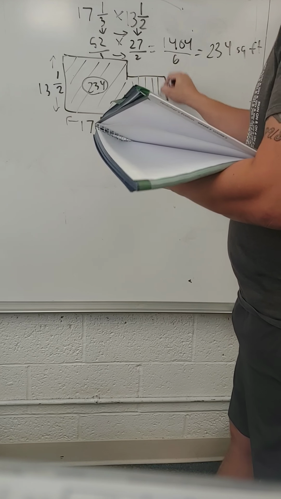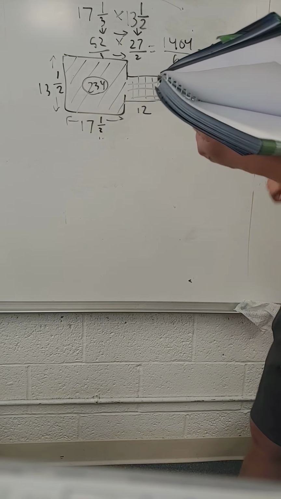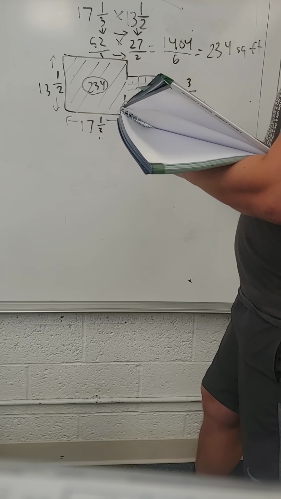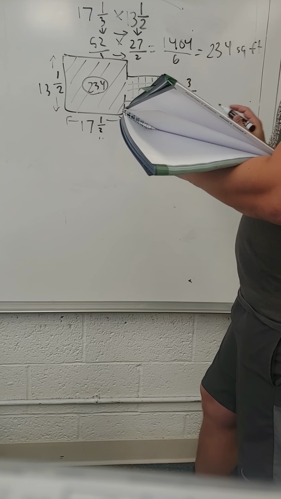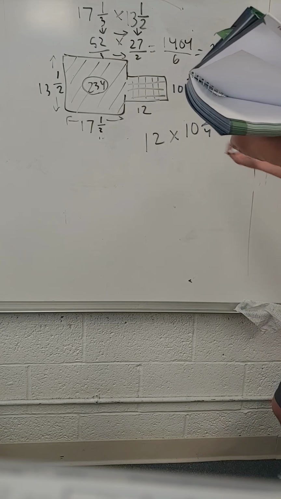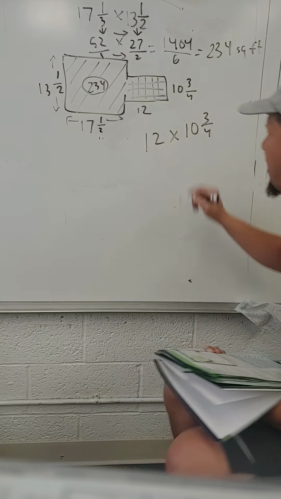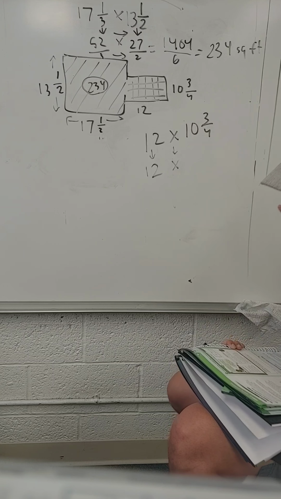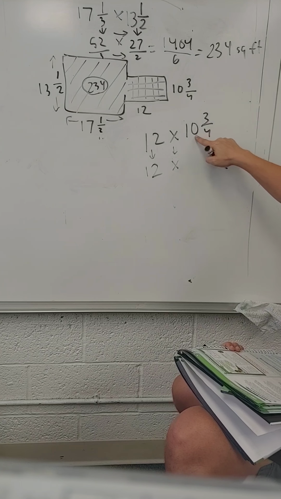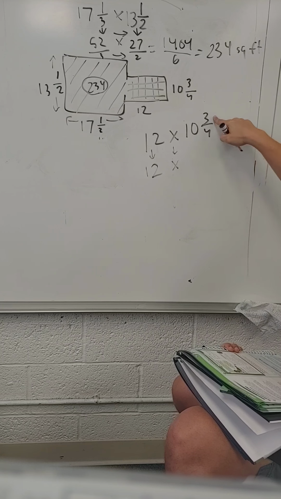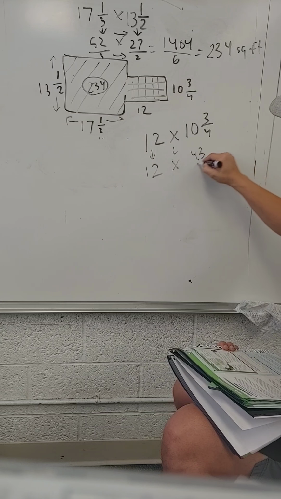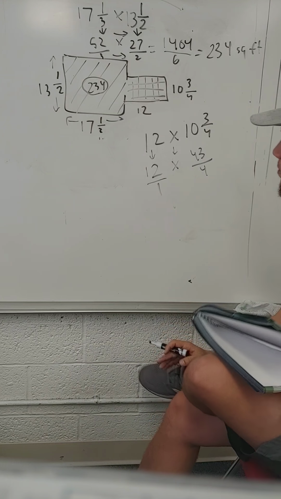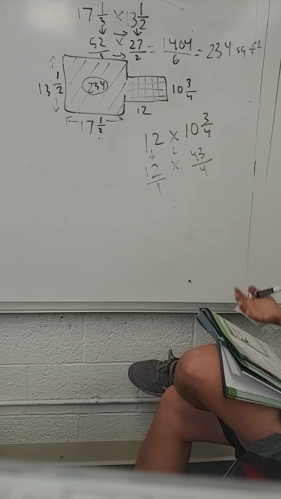The area of this shape right here, the kitchen. The kitchen is 12 times 10 3/4. Again, they're writing going sideways. I'm going to write going straight down. So we're going to bring the 12 down, bring the multiplication sign down, so you don't get confused where any of this stuff is coming from. 10 times 4 is 40, plus 3 is 43, over 4. Put this whole number over 1. Convert it to a fraction. Very easy to do here.